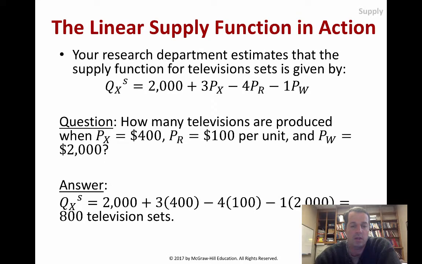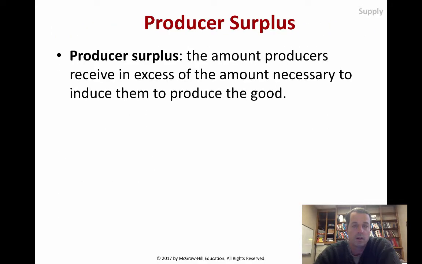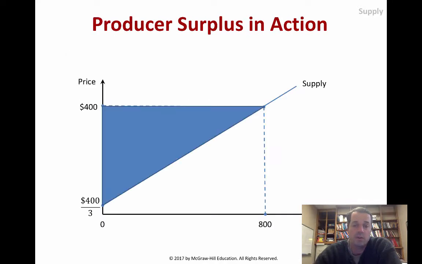And again, this is a good place to jump back in. If we know all the right-hand variables and their coefficients, we can plug in and solve for quantity. Just like we had consumer surplus, we also have producer surplus.